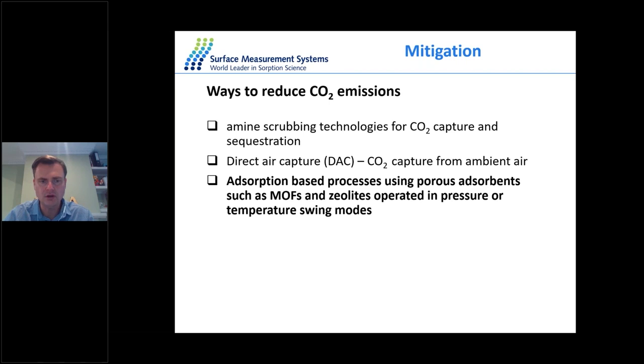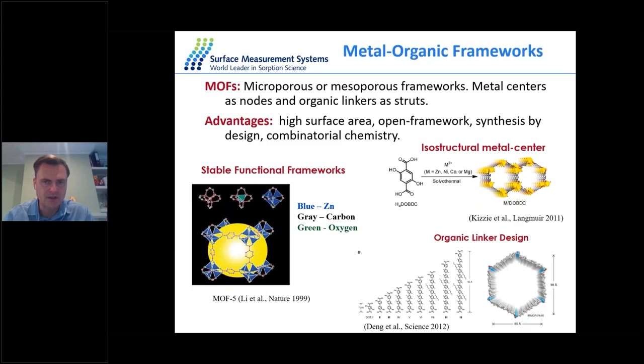In this talk, we're going to focus mainly on adsorption-based processes using MOFs, operating in the pressure and temperature swing modes. So this is the most interesting for us. So today we're going to look at the MOFs. There were a lot of excellent talks which gave an introduction to MOFs. And I just want to highlight the benefits of why we want to study MOFs for CO2 capture: they have very high surface area, and mainly because of the ability to tune the pore structure of the materials.